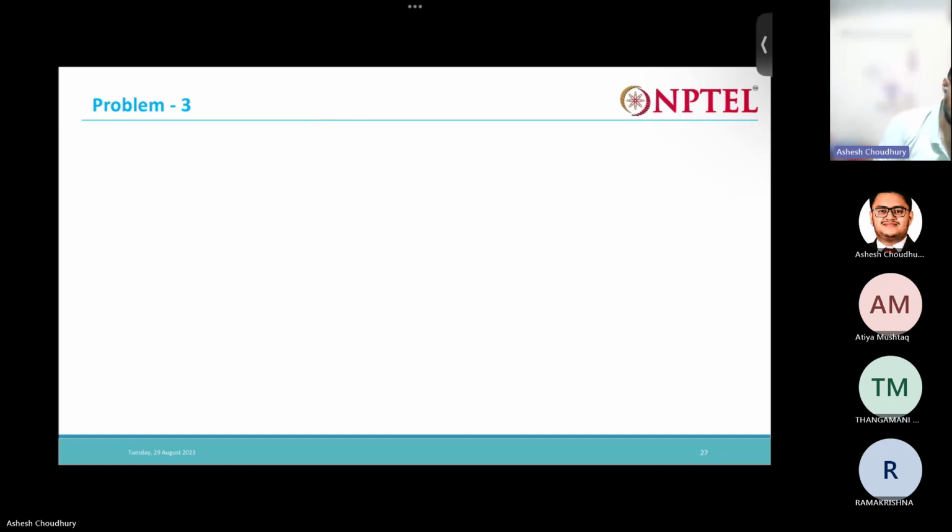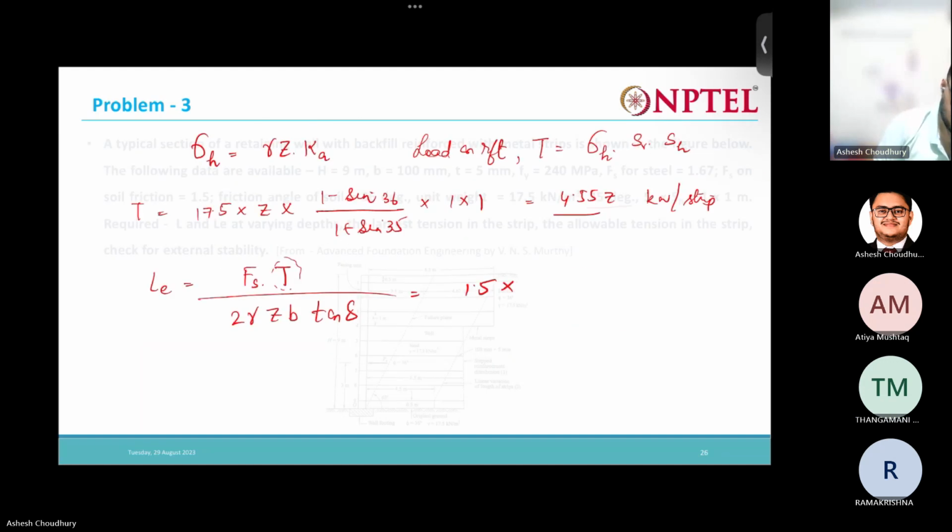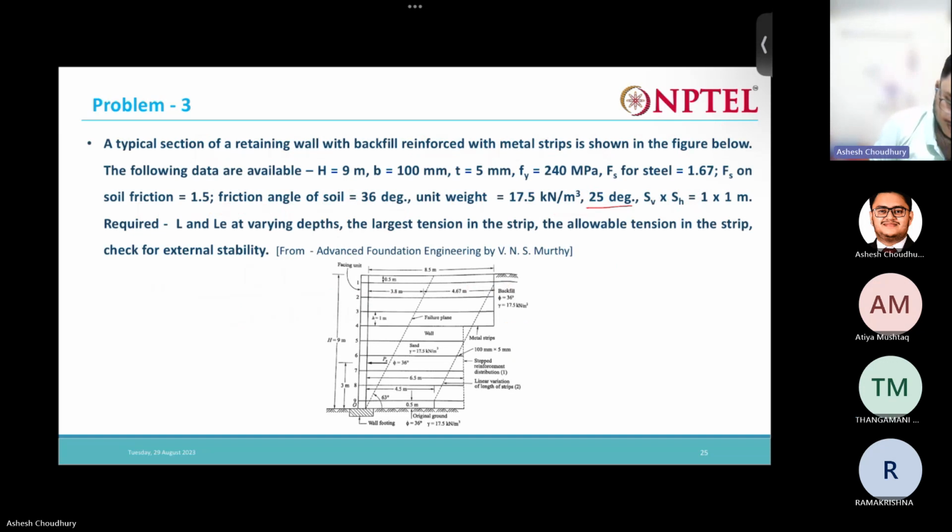So if you see the figure, so, just a second.